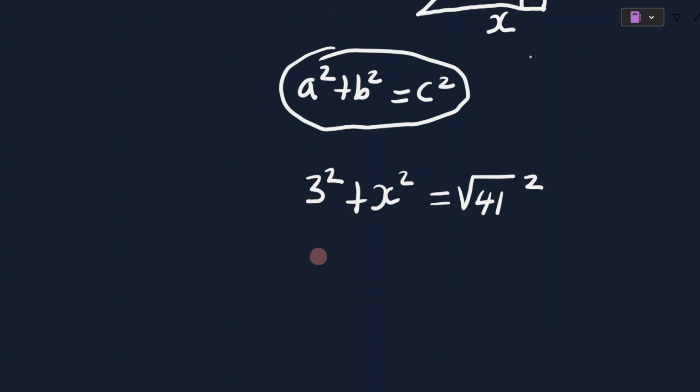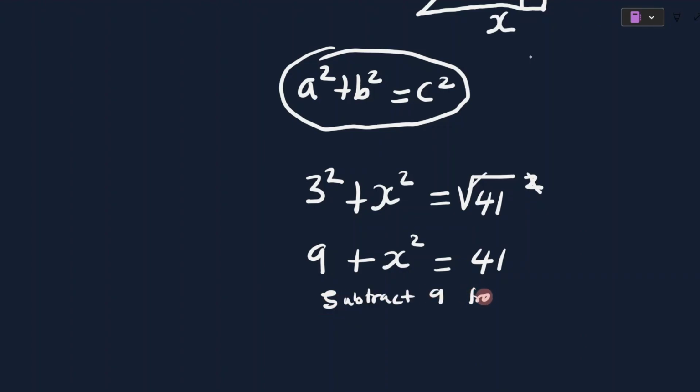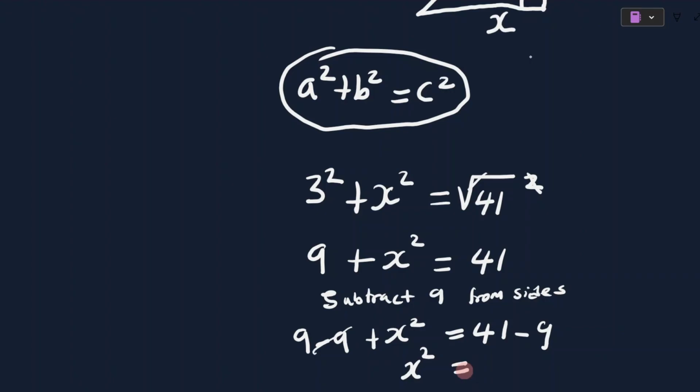Therefore, 3 squared is 9. This is 41, because the square root cancels out the square. The thing to do is to subtract 9 from both sides. We do that, we have 9 minus 9 plus s squared, which is equal to 41 minus 9. If we subtract this, the 9s cancel out. We now have s squared equal to 41 minus 9, which gives us 32.